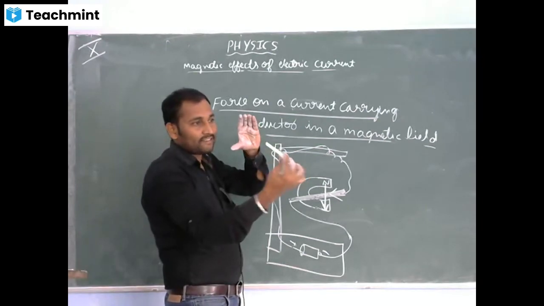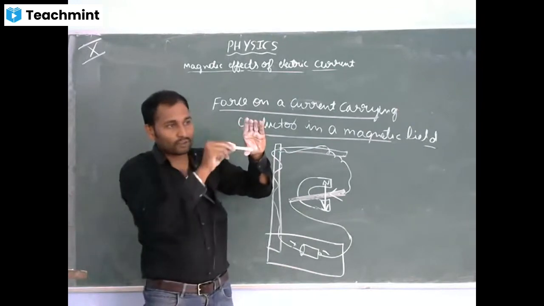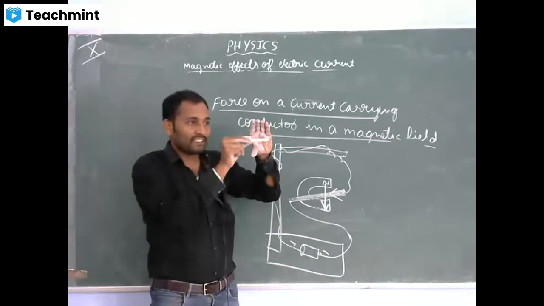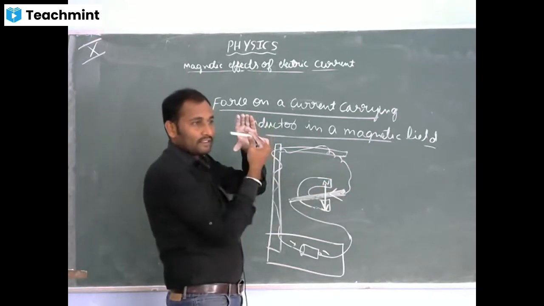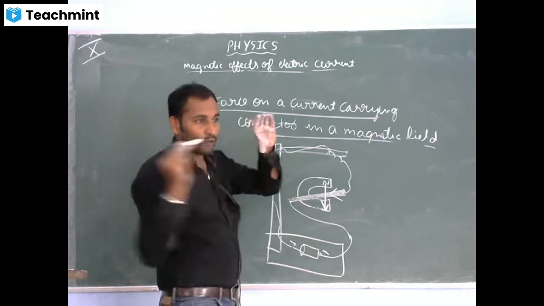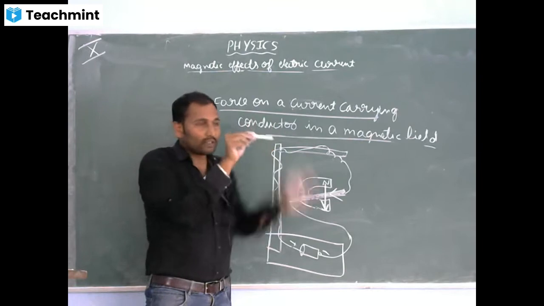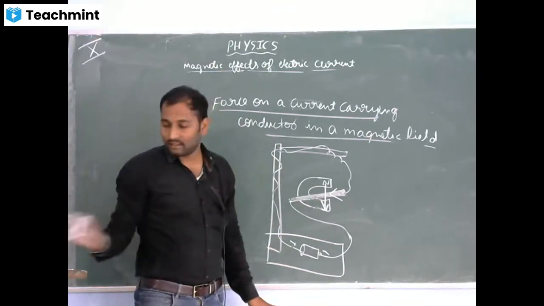If I reverse, the current will go like this. The magnetic field will be from north to south. So the current direction is towards this. Which side will it move? When the current was like this, the conductor moved towards you. Now the current is like this, the conductor will move towards me, towards the board. Clear? Is it clear?